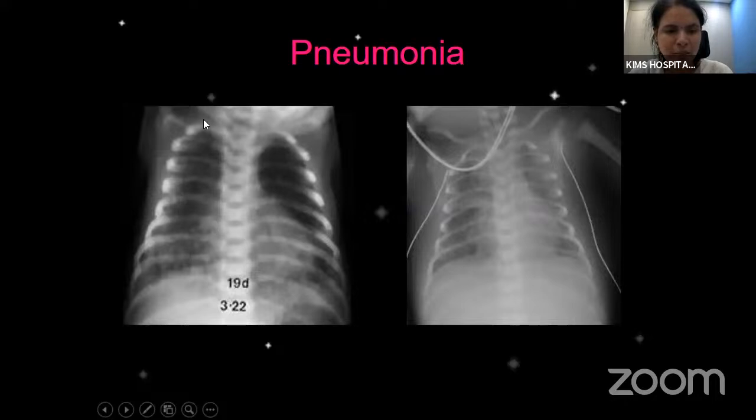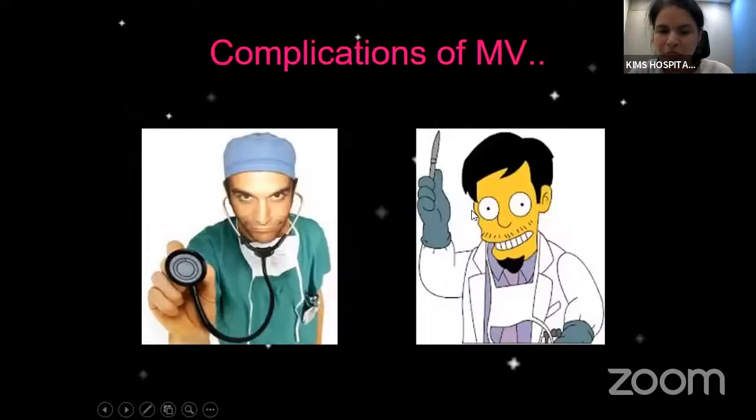This is a baby with pneumonia with asymmetrical or non-homogeneous infiltrates, which are seen predominantly over the right lung and more so in the right lower zone in the form of coarse opacities. This is another baby with pneumonia.